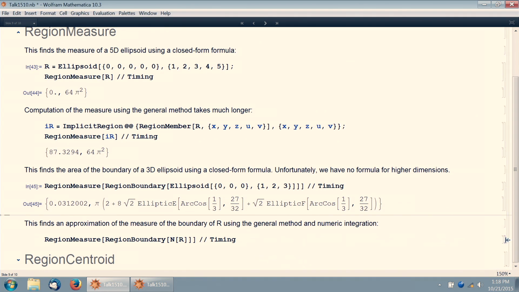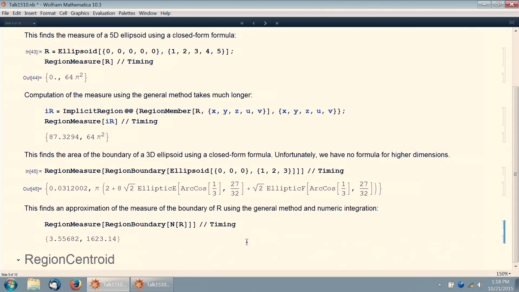And so this was using, actually wasn't that slow, but it's just numerical. So we can use numerical integration to compute the measure of a boundary of an ellipsoid in higher dimensions even. It's still somewhat slow, but not terribly slow, and we get an answer, at least the numerical approximation of it, while there is no formula. So that's the only way to do it.